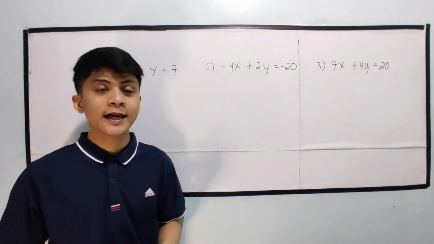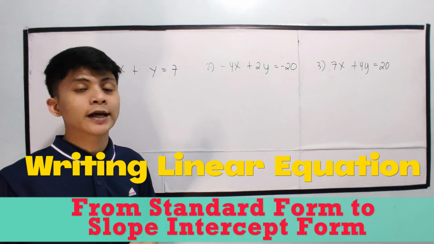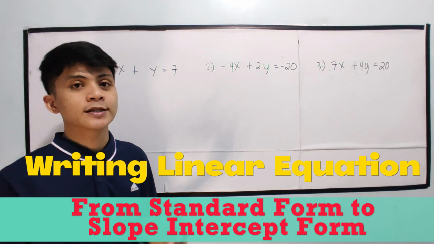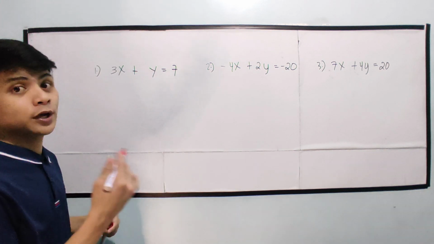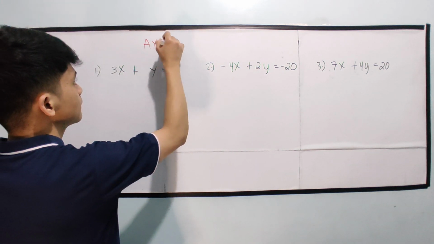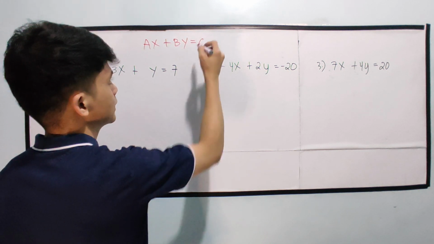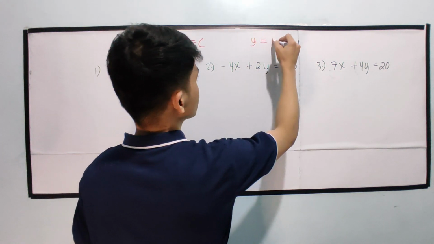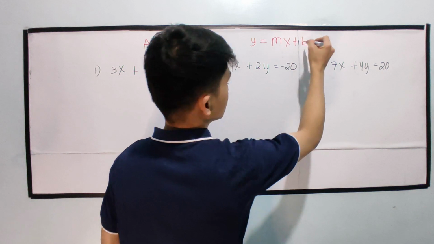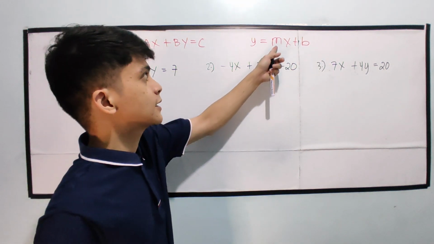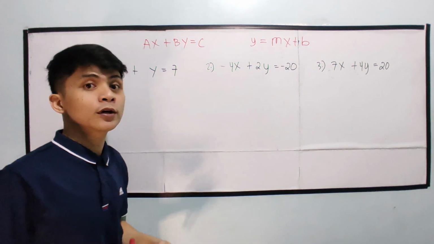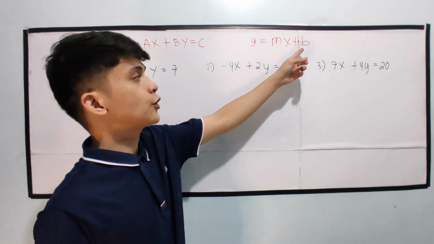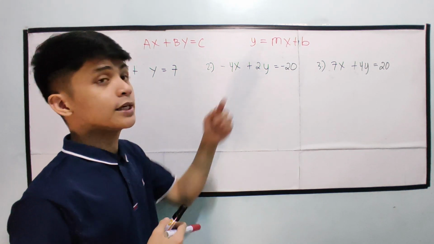Welcome back again para sa next topic natin, which is writing linear equation from standard form to slope-intercept form and vice versa. Okay. So yung standard form ng linear equation is ax plus by is equal to c. Okay? And then yung slope-intercept form naman is y is equal to mx plus b. Kung saan yung m is yung slope natin and yung b naman is yung y-intercept. Kaya siya tinawag na slope-intercept form. Okay? So yung y-intercept, yun yung value ng y kapag 0 yung x.